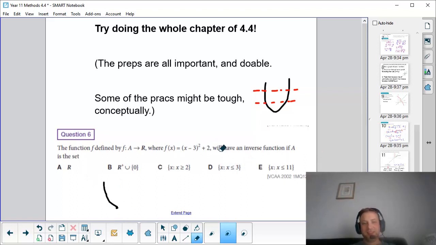So if you can look at this equation here and figure out where the turning point is, and then you can restrict your domain going side to side, one of the answers will be in here and you'll get it right. So good luck with that.